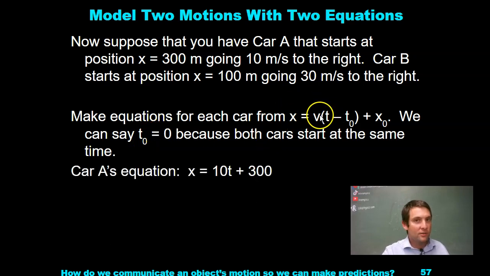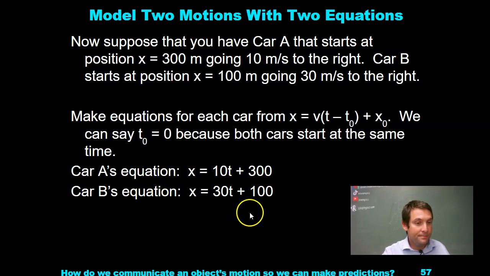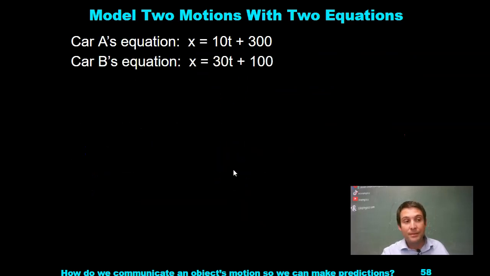If all of that is confusing to you, pause it, reduce the speed, rewatch that little portion, rewind. Make sure you're getting all of this. Car A's equation becomes x equals 10t plus 300. Do you see where that comes from? There's our velocity, there's our starting position. Time, we're not sure of when they will meet. Car B, x equals 30t plus 100. That t is going to be the same.